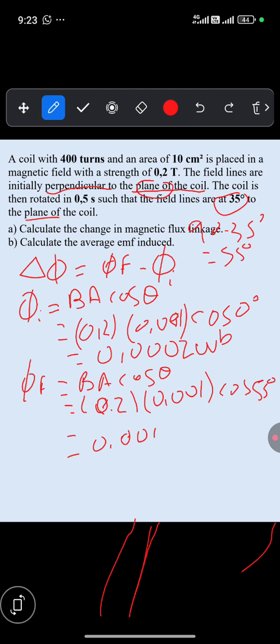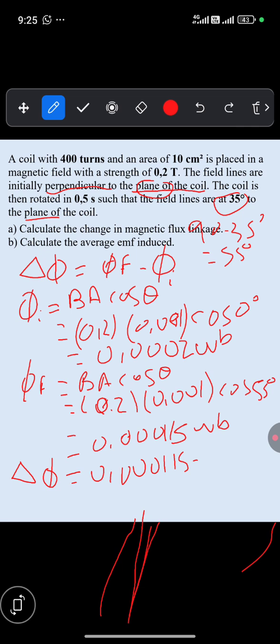Right. So the final flux is 1.15 times 10 to the power negative 5 Webers. Then you subtract the initial. So the change in magnetic flux is equal to the final flux, 0.0000115, minus 0.0002, which is equal to 0.000085 Webers.